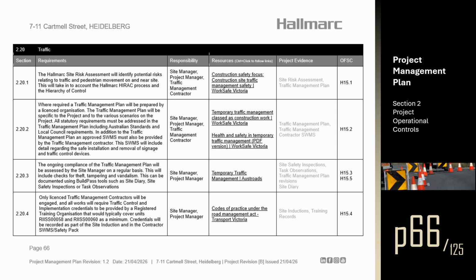Section 2.20.4. Only licensed traffic management contractors will be engaged, and all works will require traffic control and implementation credentials to be provided by a registered training organization that would typically cover units RIISS00058 and RIISS00060 as a minimum. Credentials will be recorded as part of the site induction and in the contractor SWMS and safety pack.